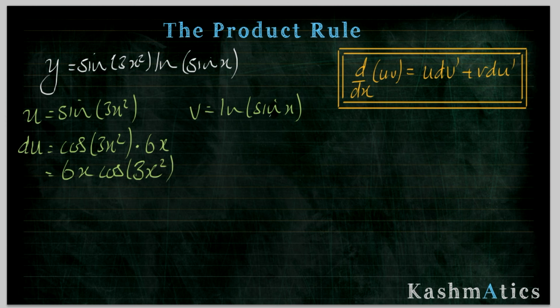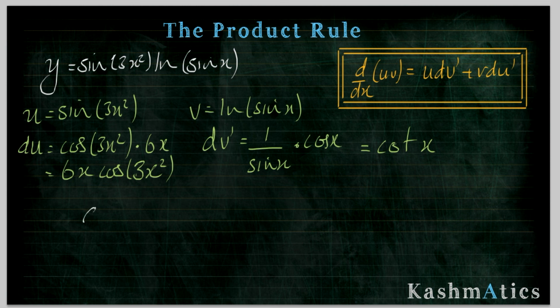And over here, dv would equal, well, ln something becomes 1 over something, so 1 over sine x multiplied by the derivative of sine x, which is cos x. So this becomes cos x over sine x. Now, if sine x over cos x is tan, cos x over sine x is 1 over tan, and 1 over tan is called cot. So I'm going to write this as cot x.